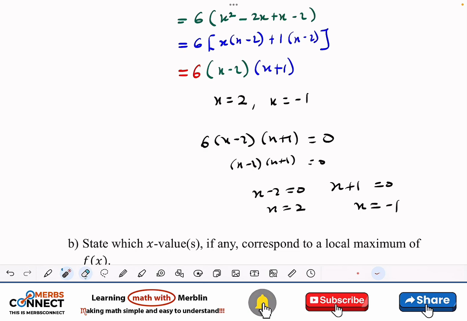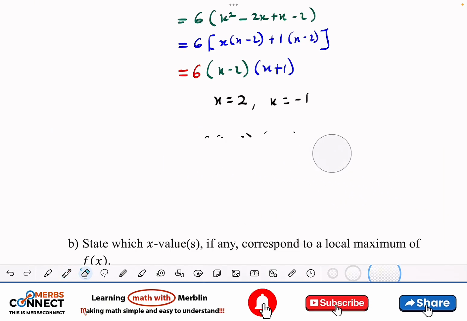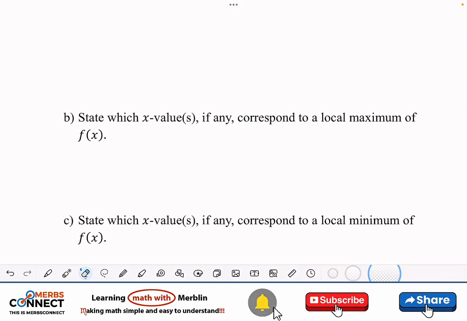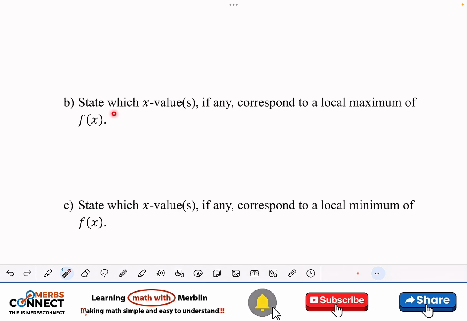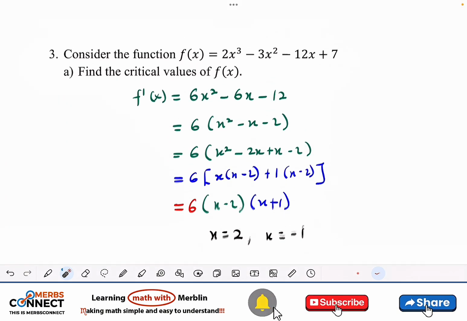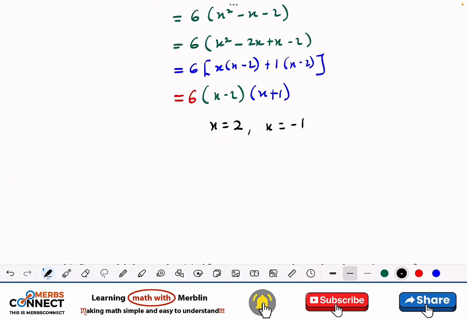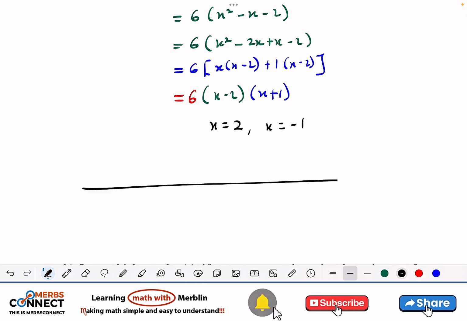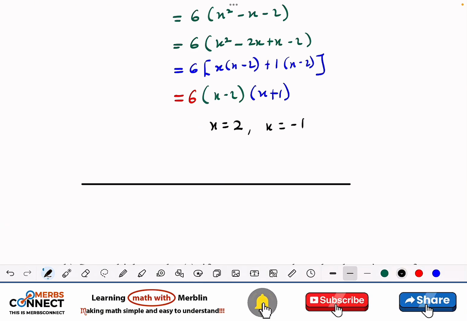So these are the critical values, right? But basically, we want to look at B and C. We want to state which x value or values gives the local maximum and the local minimum. So what we need to do is continue from here using the sign chart. So let's draw our sign chart. We have negative 1, we have 2.